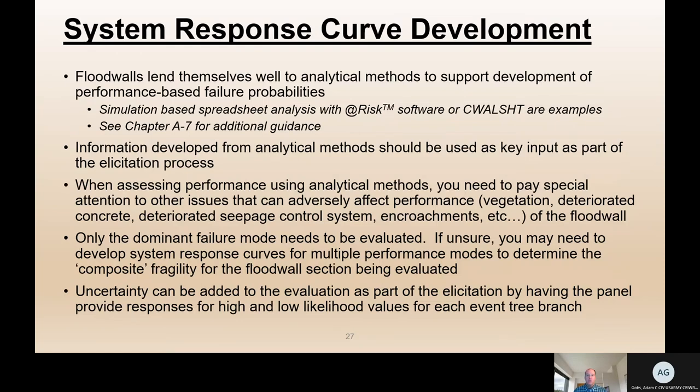Floodwalls, we have developed some good analytical tools to do analysis of floodwalls, both T-walls and I-walls. And it could be a key input as part of that elicitation process. So the team estimating the likelihood of failure should have good tools available. And you really only need to look at the dominant failure mode in the end. You don't want to double dip. You don't want to assign extra likelihood of failure to a wall because it has a possibility to fail by two different modes. You need to pick the most dominant failure mode and take that.